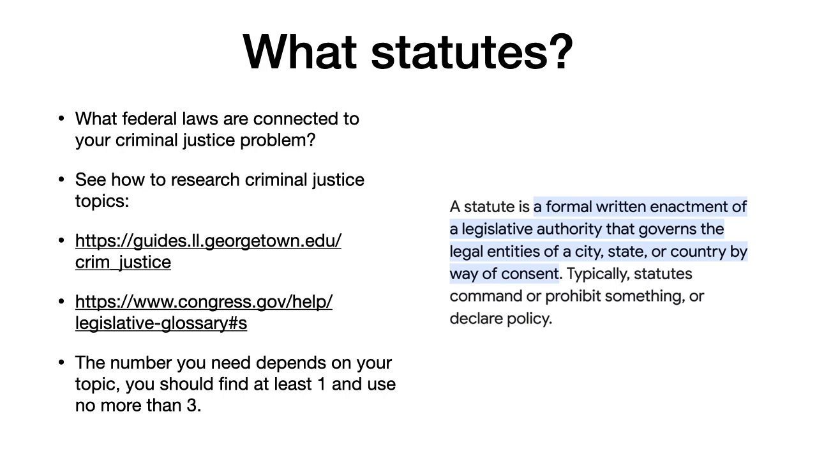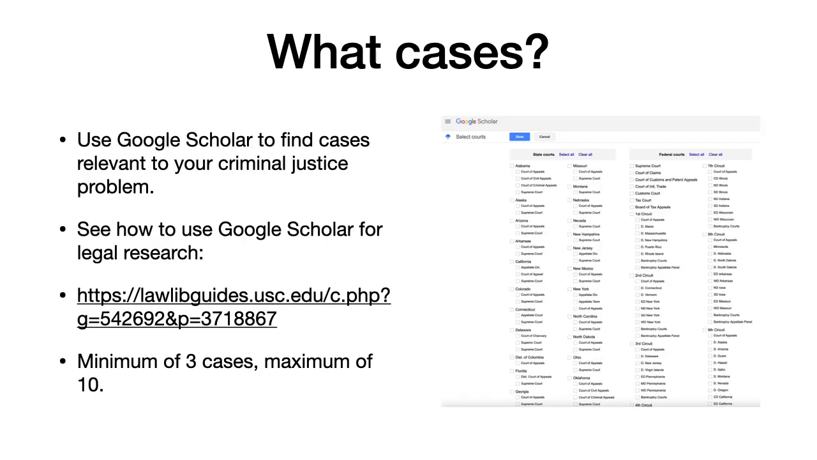I don't want you spending too much time on this. We're just again seeing, can you do it? Are you finding something that's relevant to your criminal justice problem? And then really a bigger focus needs to be on what cases. So you're going to look at a minimum of 3, no more than 10. 3 is perfectly fine. That's enough. But some of you will find so many. But let's just cap it at 10.